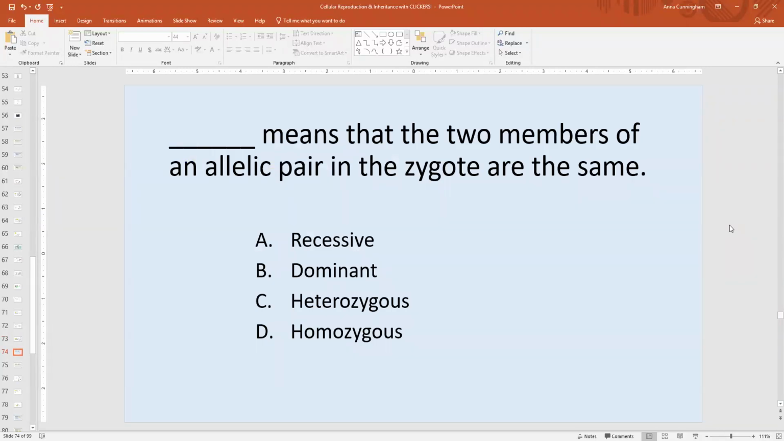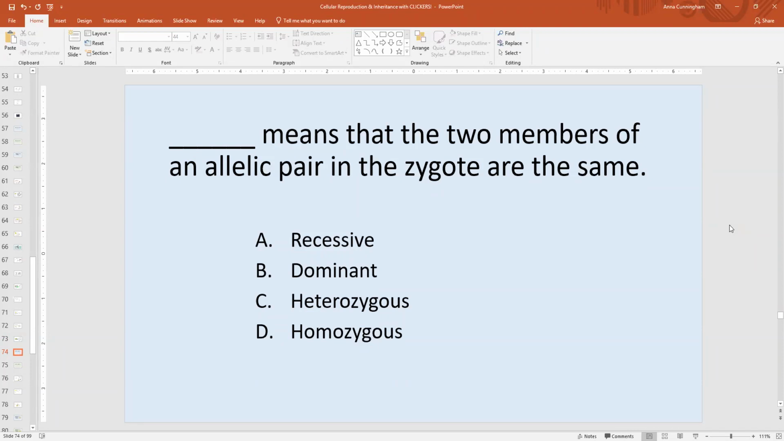So blank would mean that two members of an allelic pair, so two chromosomes containing alleles in a zygote, would be the same. So which of those terms would indicate that the alleles are the same? Go ahead and type it in the chat box.